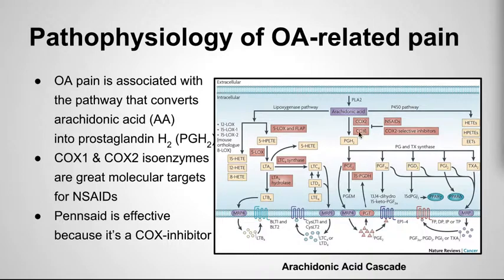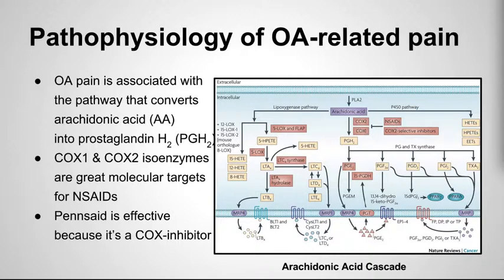But before any of that can happen, arachidonic acid has to go through the COX-1 and COX-2 isoenzymes. And this is how NSAIDs work. This is where Pennsaid binds. It binds to the COX-1 or COX-2 enzyme, and it prevents arachidonic acid from ever coming down and creating any of these things, including pain, fever, and inflammation. So Pennsaid is said to be an effective COX inhibitor.